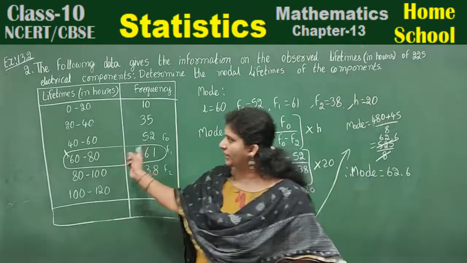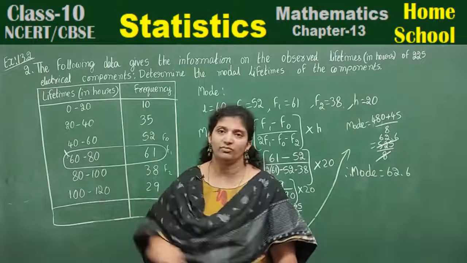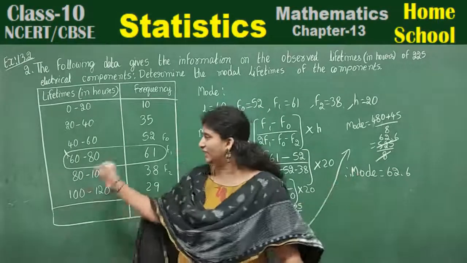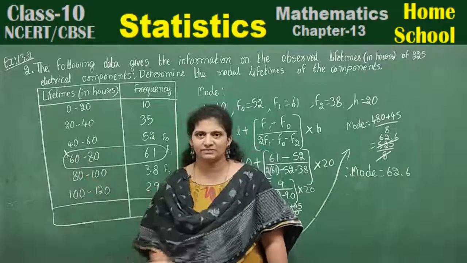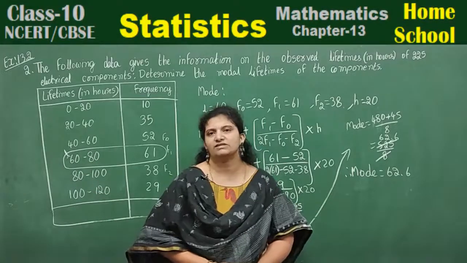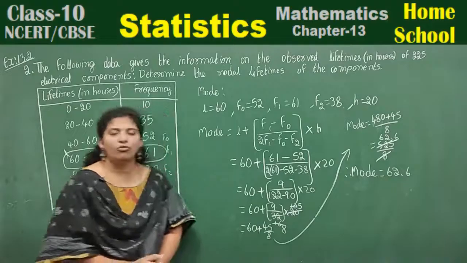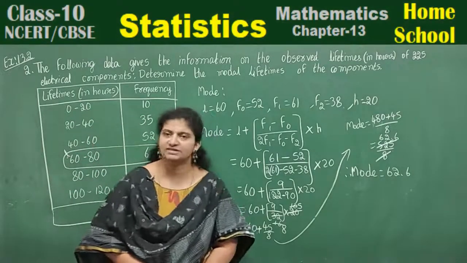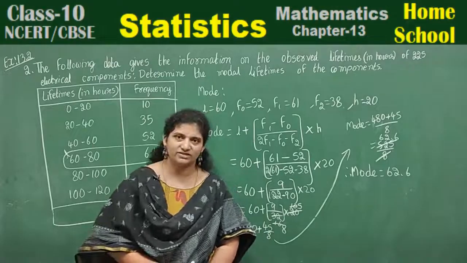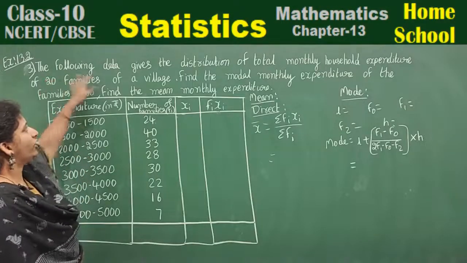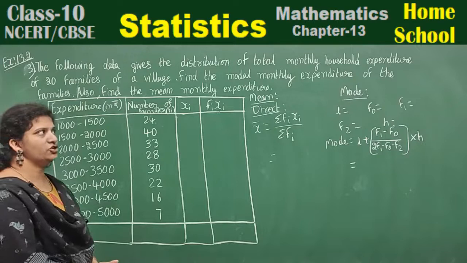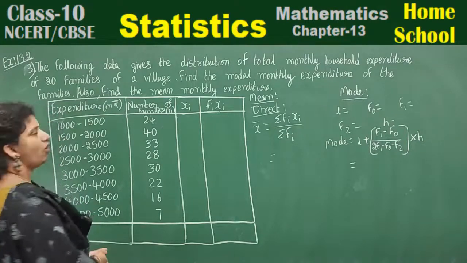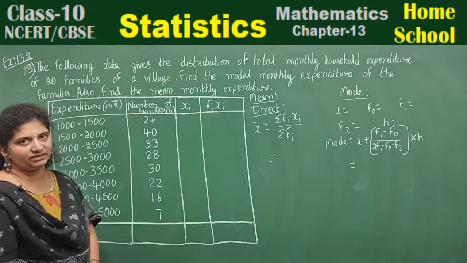Check the modal range will be here. Lifetime 62.6. This answer will be in the modal class. 62.6 is your mode. The modal lifetime of the components is 62.6 hours. Third problem. The following data gives the distribution of total monthly household expenditure of 20 families.